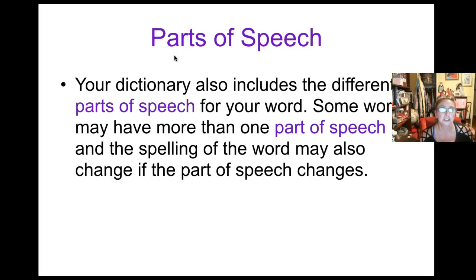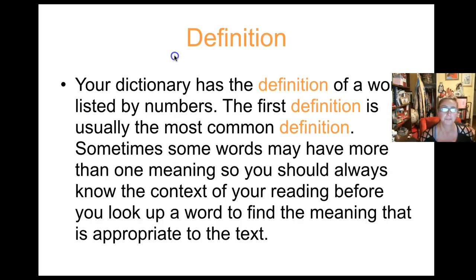Parts of speech. Your dictionary also includes the different parts of speech for your word. Some words may have more than one part of speech, and the spelling of the word may also change if the part of speech changes. If you look at the word astronaut, the part of speech says N, which is a noun. An astronaut is a person who is trained to pilot or otherwise participate in the flight of a spacecraft. So it's a noun. It's a person. If you wanted to know what part of speech a word is, you would look it up in your dictionary, and the dictionary will help you figure that out.